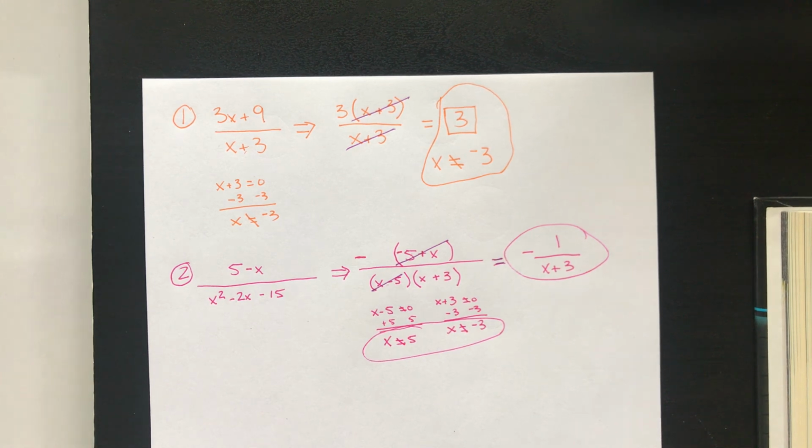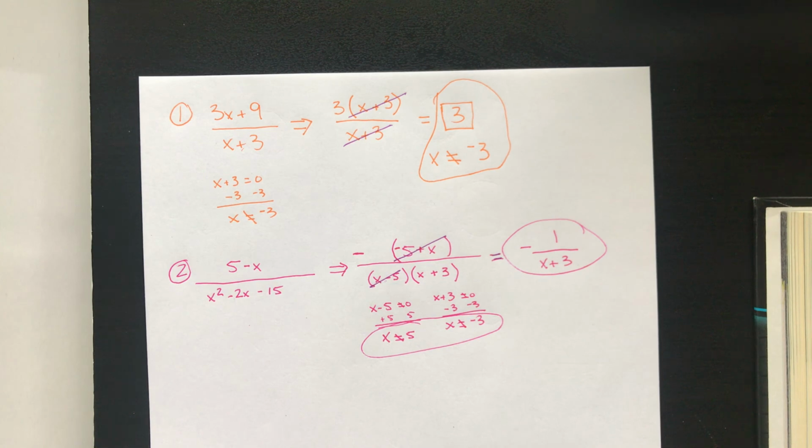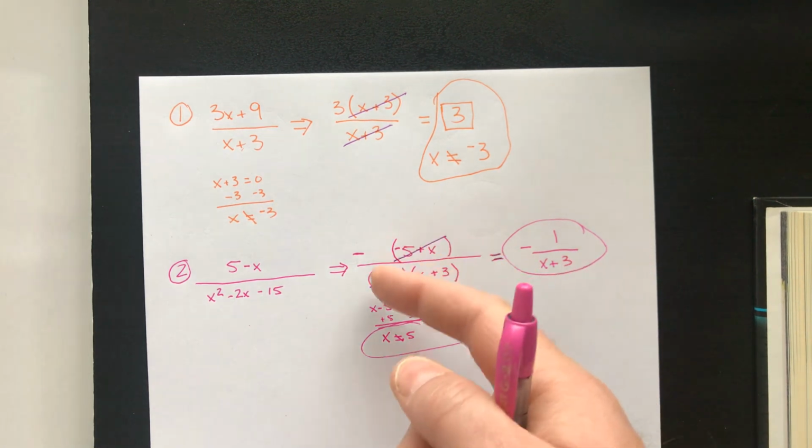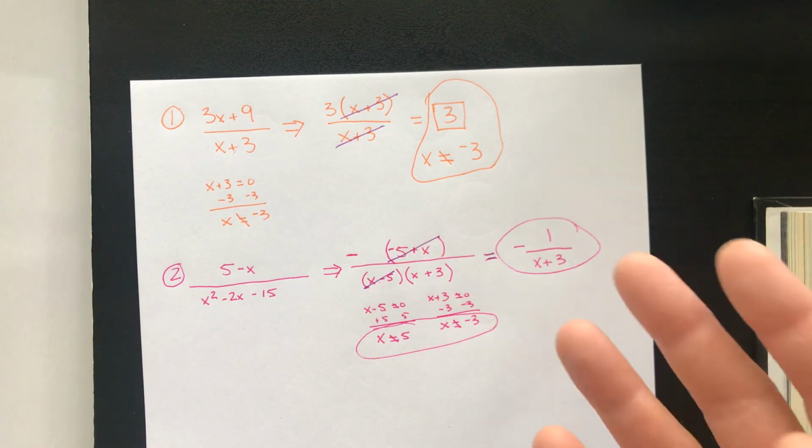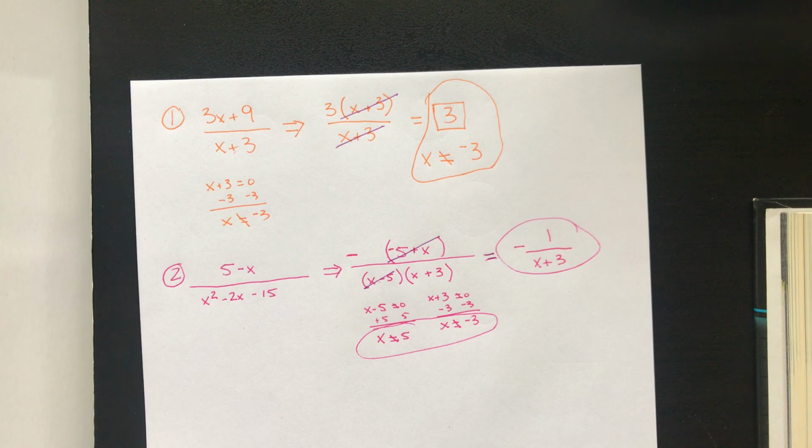If you have any questions, let me know. But this section's pretty simple. You're just factoring and then canceling things out. That's basically all you're doing.